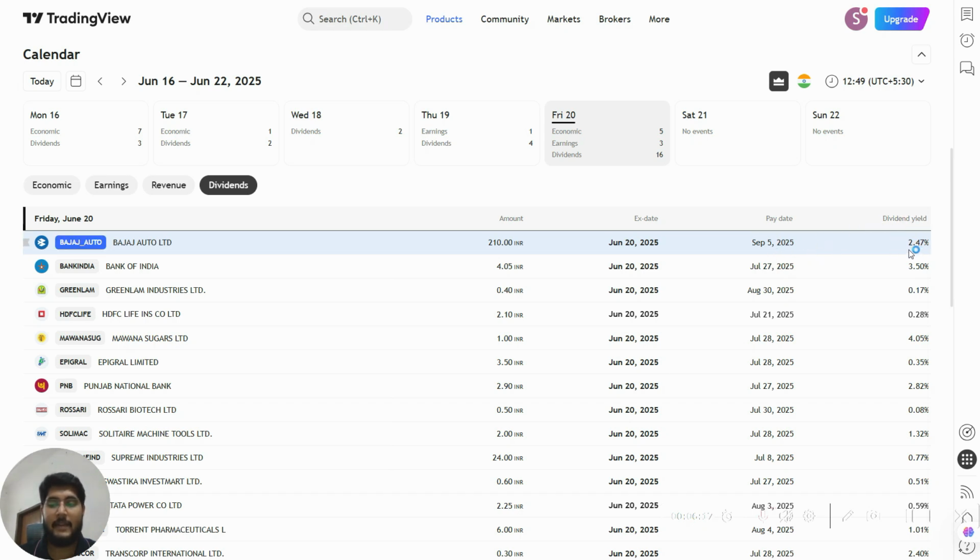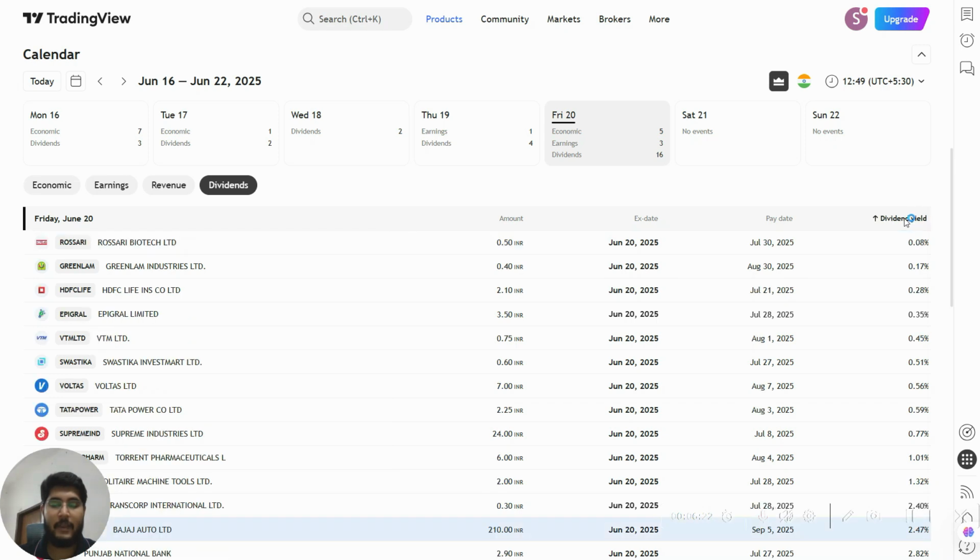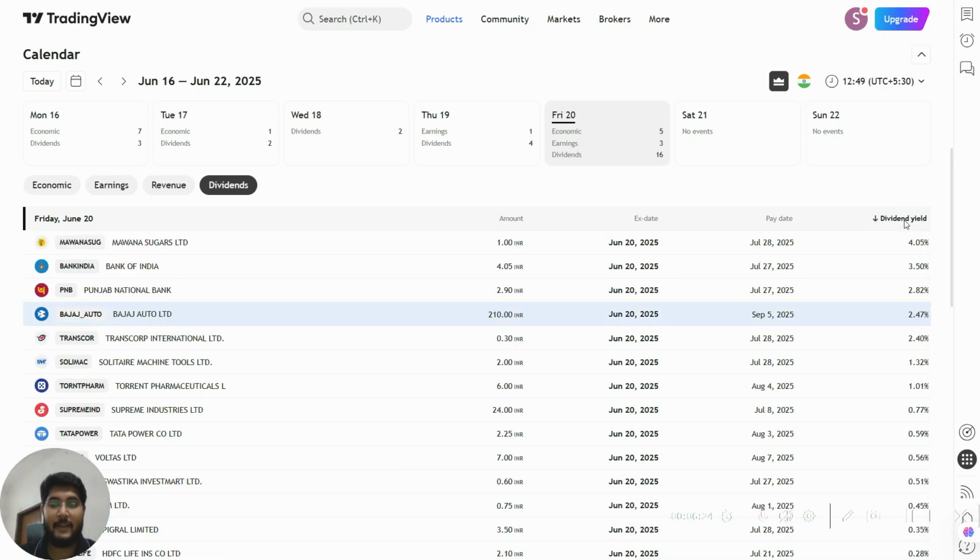Now what is the dividend yield? 2.47. Now what we can do over here is a very nice thing, is that we can also sort this data out. We can use this to understand which stock today has the highest dividend yield.